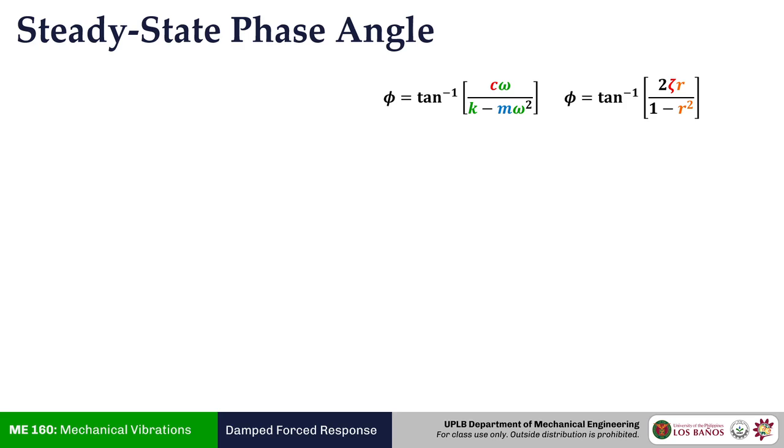So, sa undamped systems, if you recall, meron tayong case 1 and case 2. Sa case 1, si steady state response is in phase with the forcing function. That means yung phase angle mo is 0. Ngayon, pagdating mo ng case 2 or r greater than 1, ang inyong steady state response ay 180 degrees out of phase sa inyong forcing function. So, yung phi mo is 180 degrees. Paano ngayon pag may damping ka na?